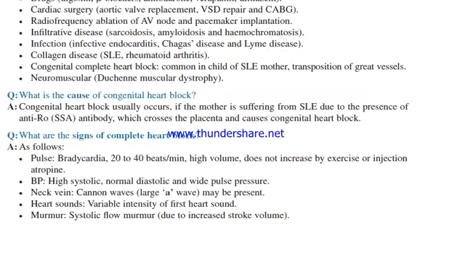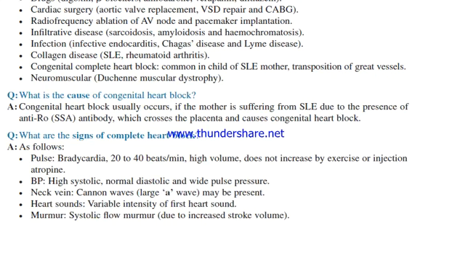Now, what is the cause of congenital heart block? Congenital heart block usually occurs if the mother is suffering from SLE, due to the presence of anti-Ro/SSA antibody, which crosses the placenta and causes congenital heart block.